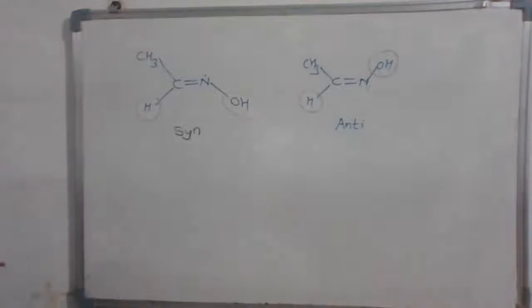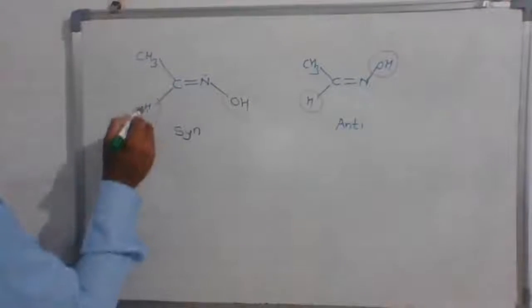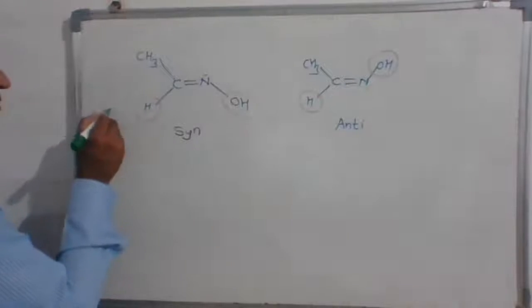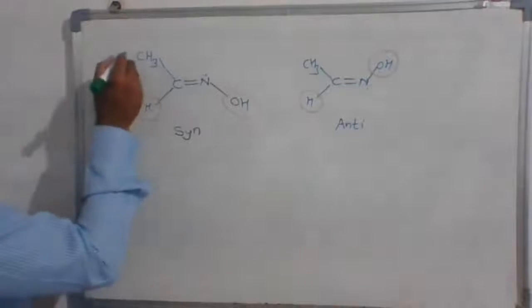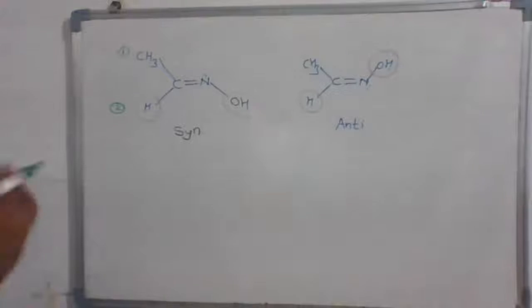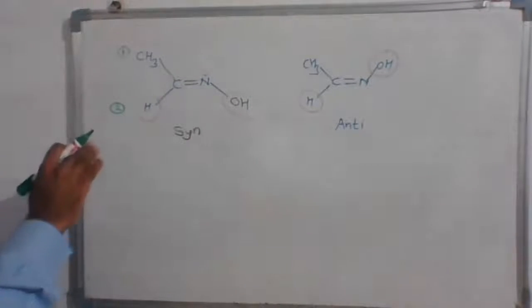We can assign the priority also. See, this carbon contains methyl and hydrogen. So always the hydrogen will have second priority and alkyl group will have first priority. Always. Because no atom can have a lower atomic number than hydrogen. Therefore whichever alkyl group is there will be of higher priority.